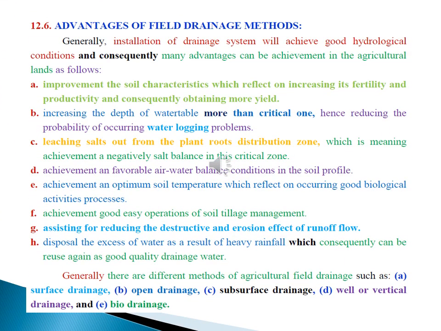Advance of field drainage methods. Really, the installation of a drainage system will achieve good hydrological conditions, and consequently many advances can be achieved in the agricultural land, as shown in front of you, my dear, to see important points. Generally, there are different methods of agricultural field drainage such as surface drainage, open drainage, subsurface drainage, well or vertical drainage, and bio drainage.